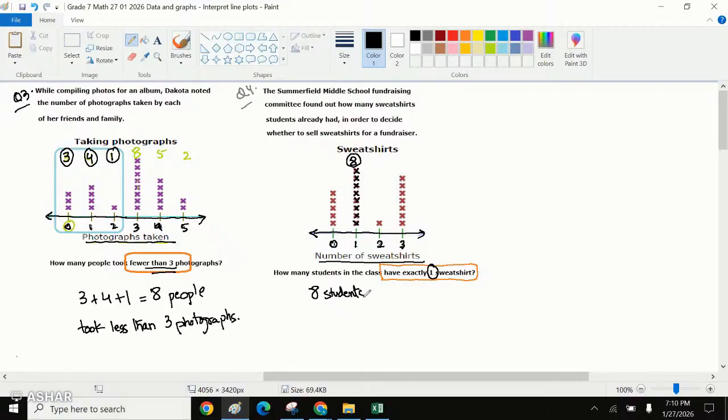students have exactly 1 sweatshirt. Okay?